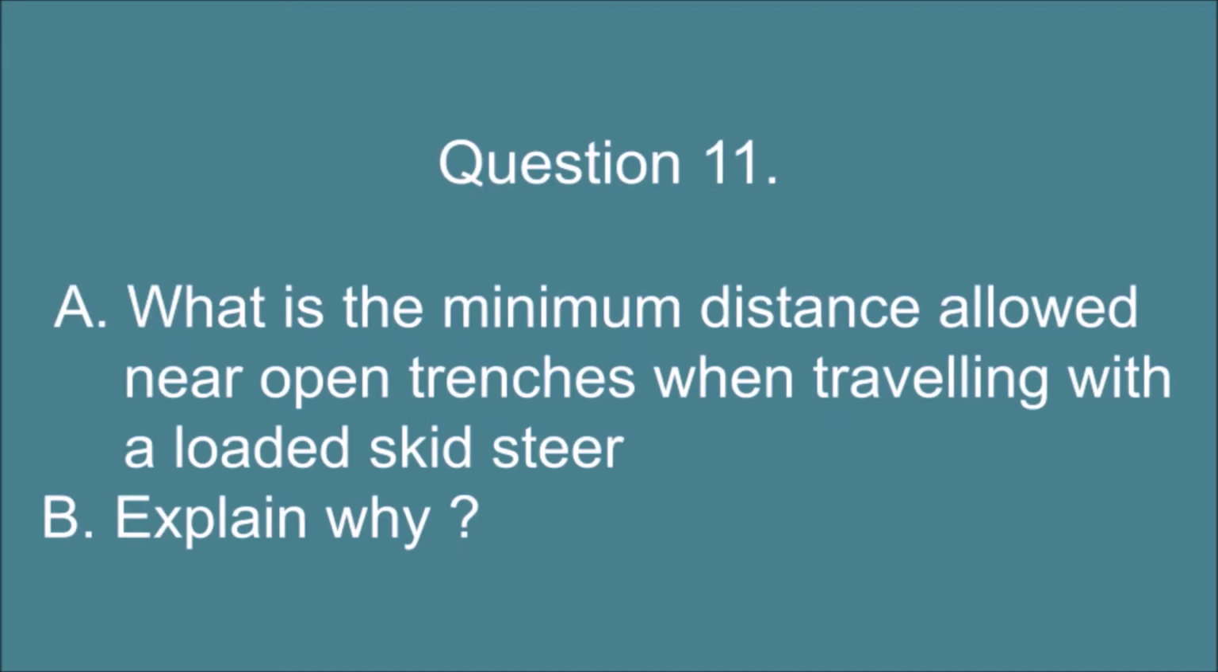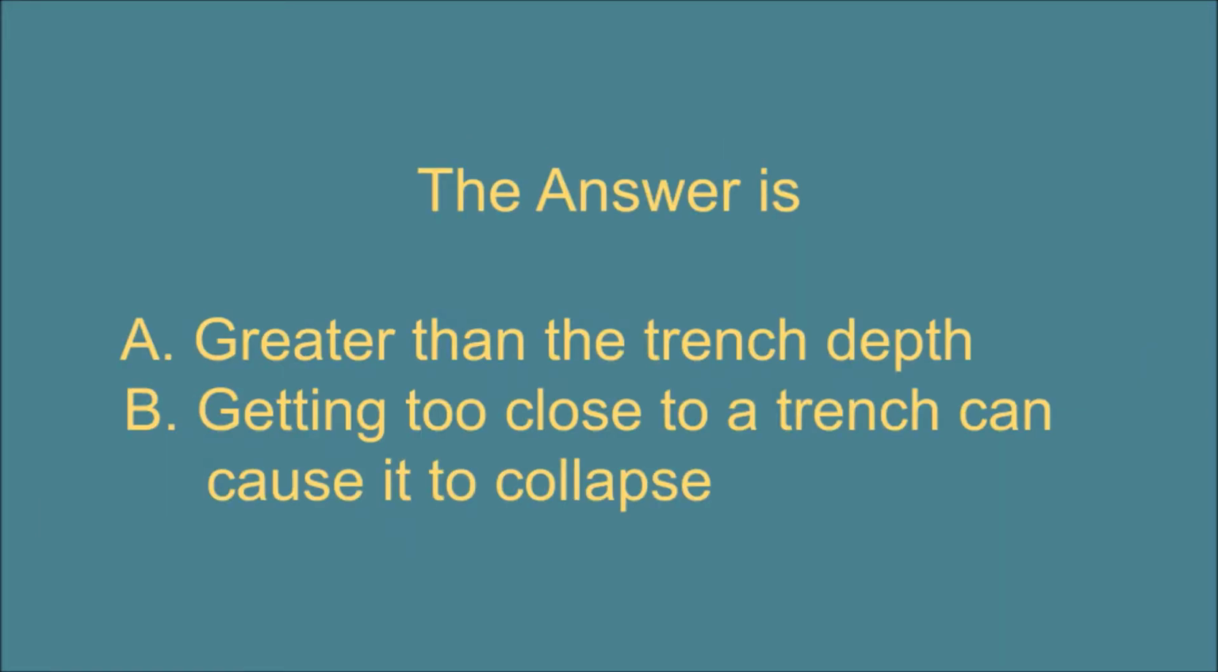Question 11. A. What is the minimum distance allowed near open trenches when traveling with a loaded skid steer? And B. Explain why. The answer is: A. Greater than the trench depth. B. Getting too close to a trench can cause it to collapse.